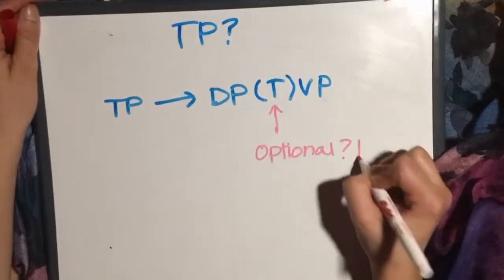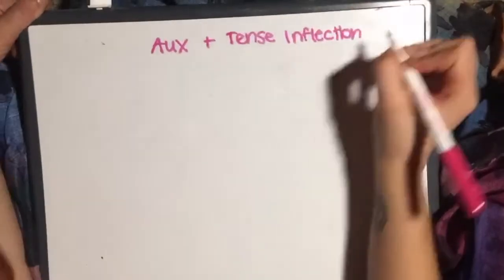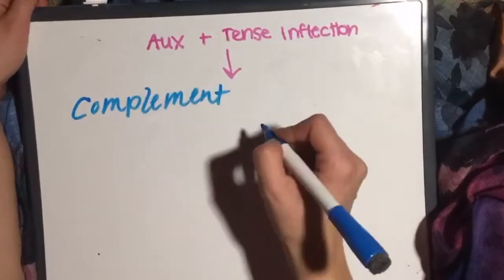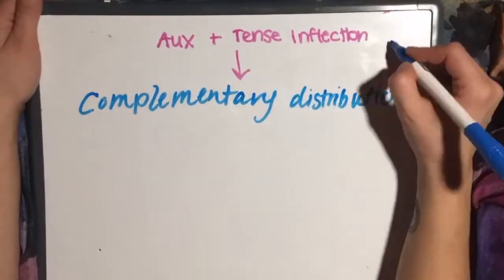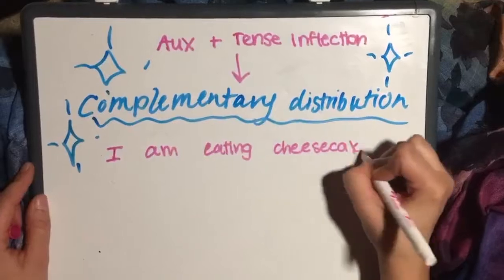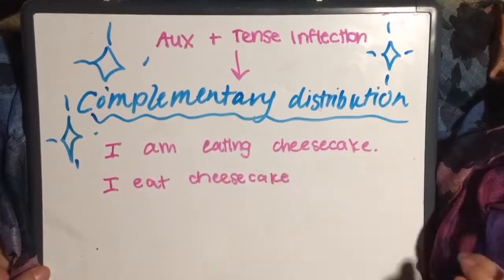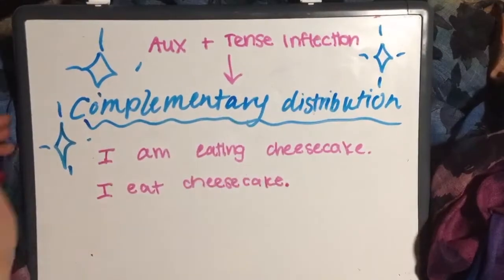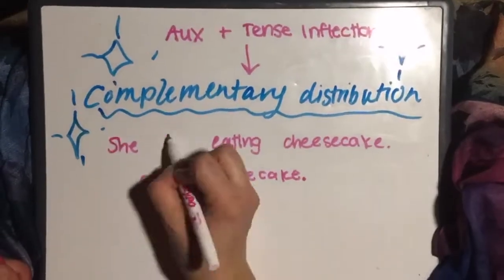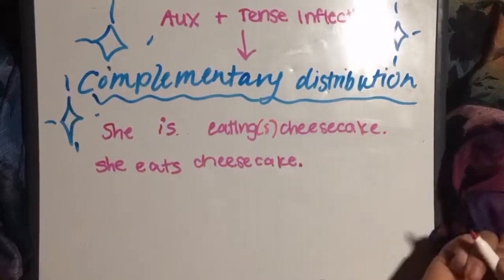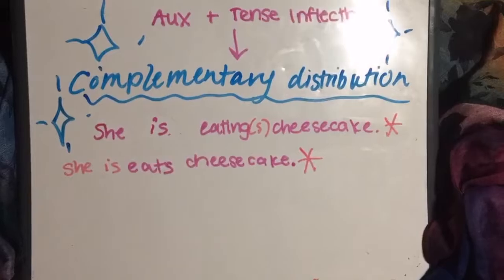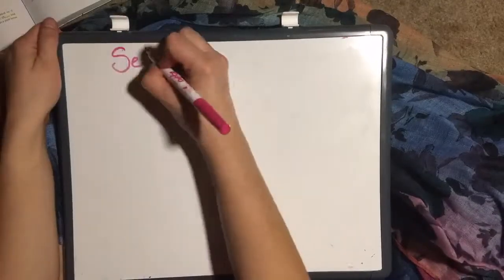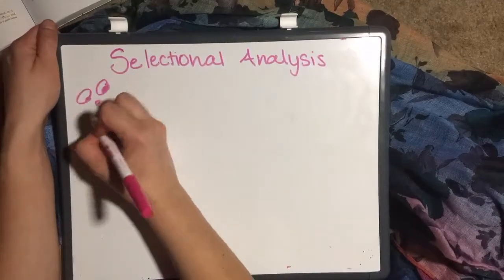Okay, well what about TP? T is optional, right? How does that fit into X-bar theory? Well, here we're going to claim that auxiliaries and tense inflections are actually part of the same category as well. They're in complementary distribution. You can have one, you can have the other, but you can't have both. So "she is eating cheesecake" or "she eats cheesecake," not "she is eats cheesecake." Makes no sense.